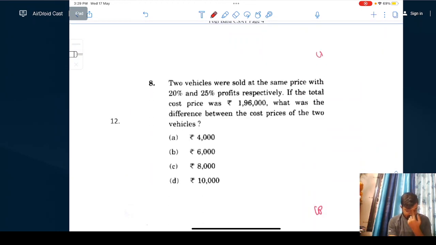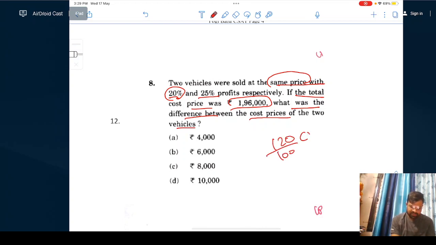Okay, nothing else. Two vehicles were sold at the same price with 20% and 25% profits. If the total cost price was this, what was the difference between the cost prices of the two vehicles? Sold at the same price means SP is the same. If someone is making 20% profit, it is 120 by 100 of CP, that means 5 by 4 CP1. Then 25% means 125 by 100, that means 6 by 5.